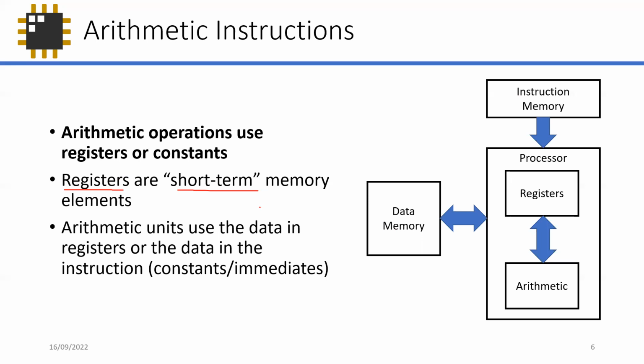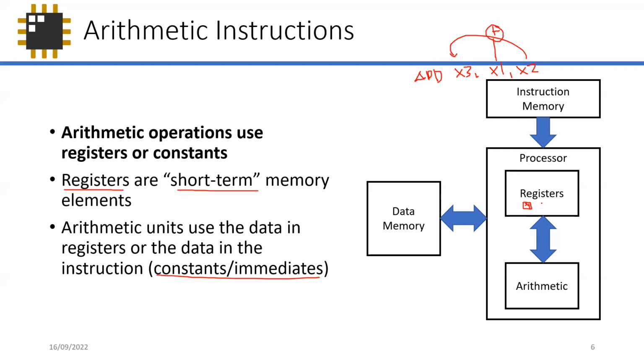Now, arithmetic units use the data in registers or the data in the instruction, which are what we call constants or immediates. So say, for example, I'm going to add the data in register 1 and 2 and put it in register 3. So if the instruction is given that way, it will first pick up the data from x1.